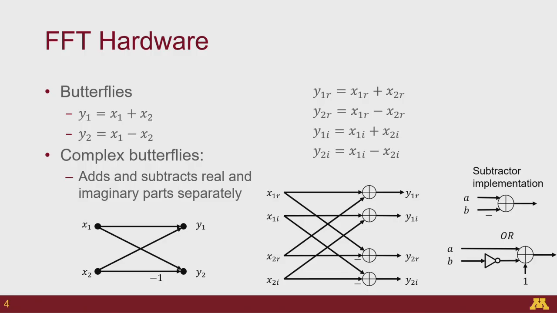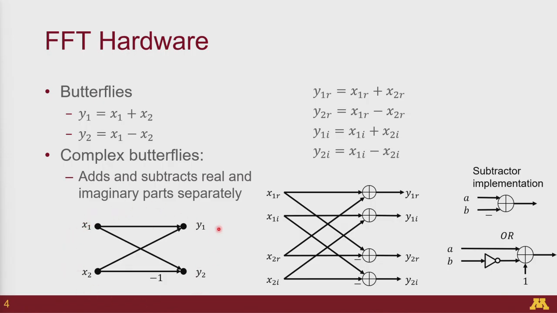Essentially the butterfly unit, as you've seen in class, performs 2 operations. If it's given 2 inputs, the first output is the summation of both those inputs, and the second output is the difference of both those inputs. And that is what this diagram here represents.